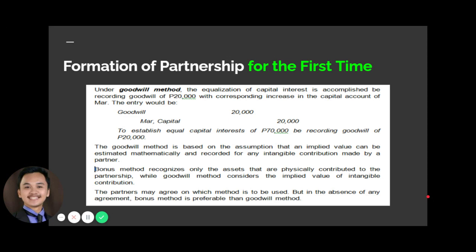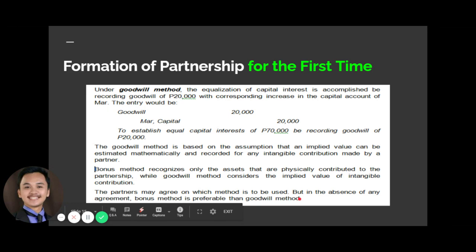Again, the goodwill method is based on the assumption that an implied value can be estimated mathematically and recorded for any intangible contribution made by a partner. The bonus method recognizes only the assets that are physically contributed to the partnership, while the goodwill method considers the implied value of intangible contribution. The partners may agree on which method is to be used, but in the absence of any agreement, the bonus method is preferable to goodwill.